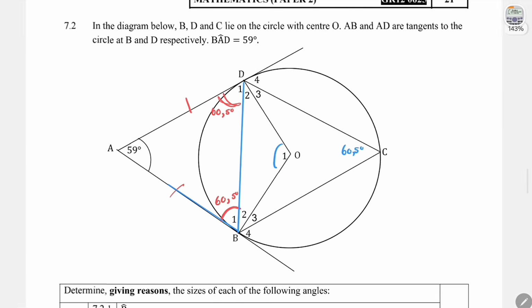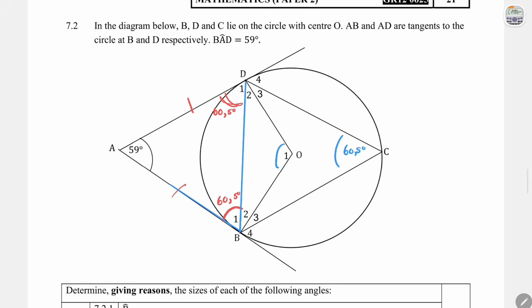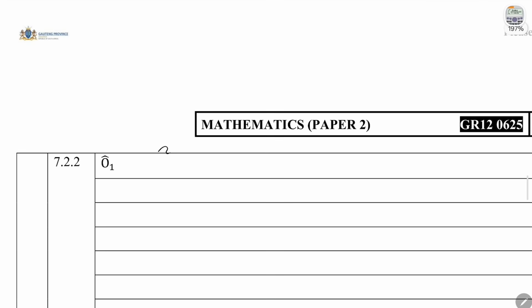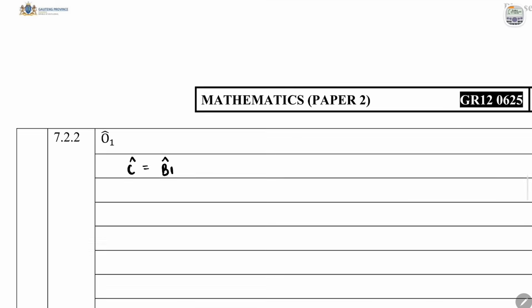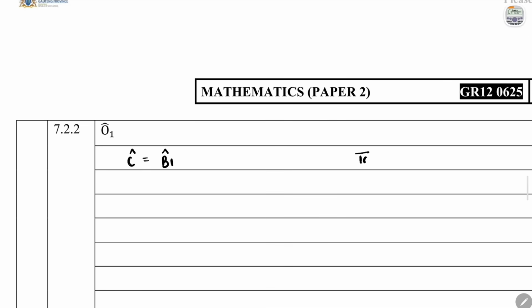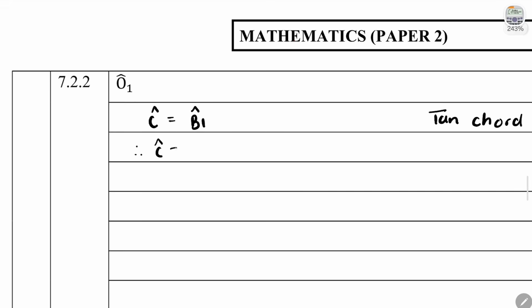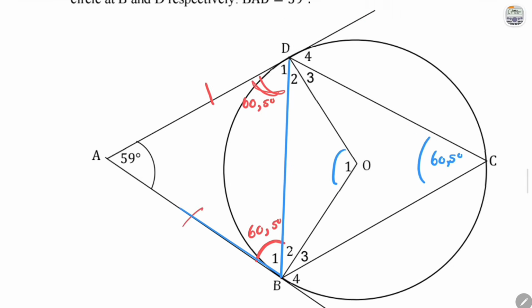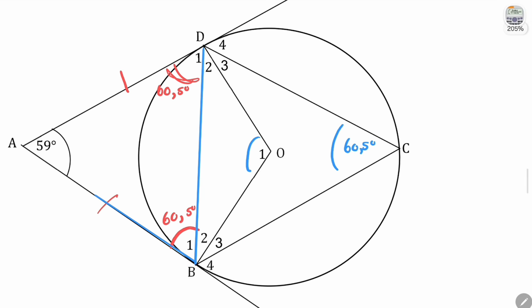So over here, this would also be 60.5 degrees. Okay, so let's go ahead and tell them that angle C is equal to angle B1. Okay, so angle C equals angle B1, and this is because of the tan chord theorem. So it means that angle C is also equal to 60.5 degrees. And now that we know angle C, we can go ahead and use that to find angle O1. So angle O1 is double the size of angle C. So it means that this is the larger one.